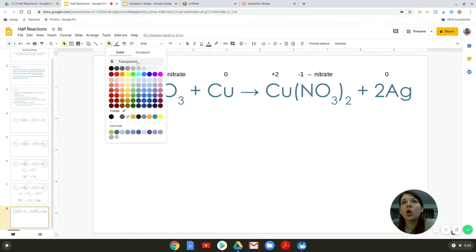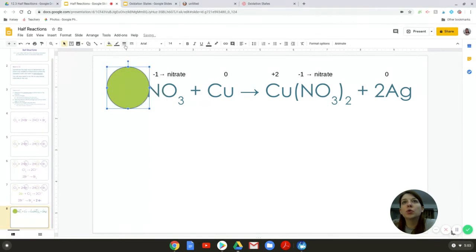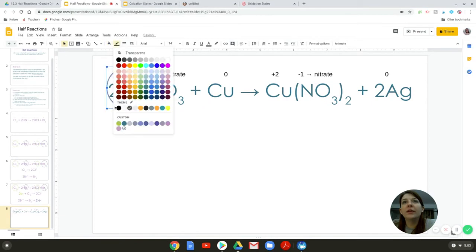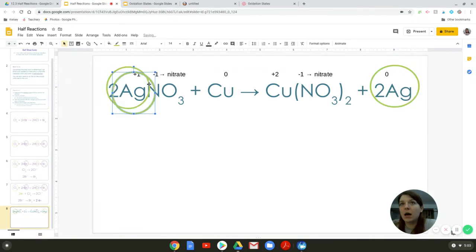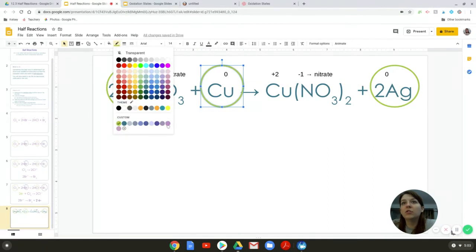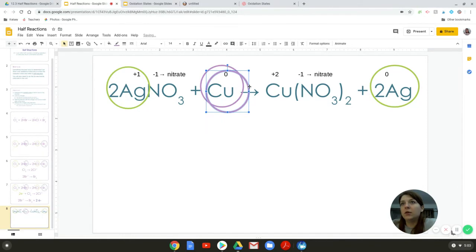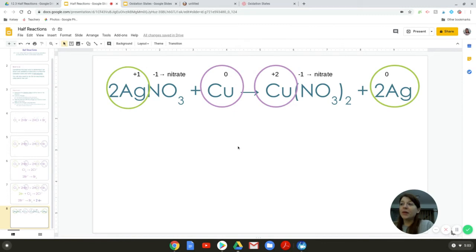Silver is going from +1 to 0. And then the copper is going from 0 to +2. So I can tell here that we have an oxidation and a reduction.